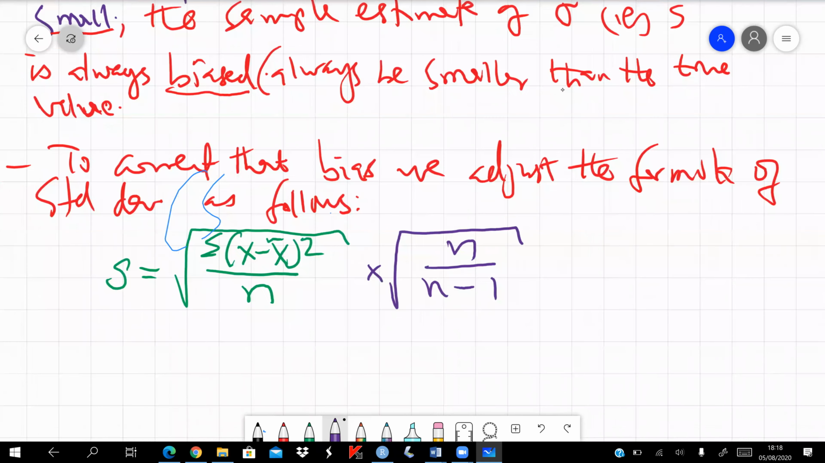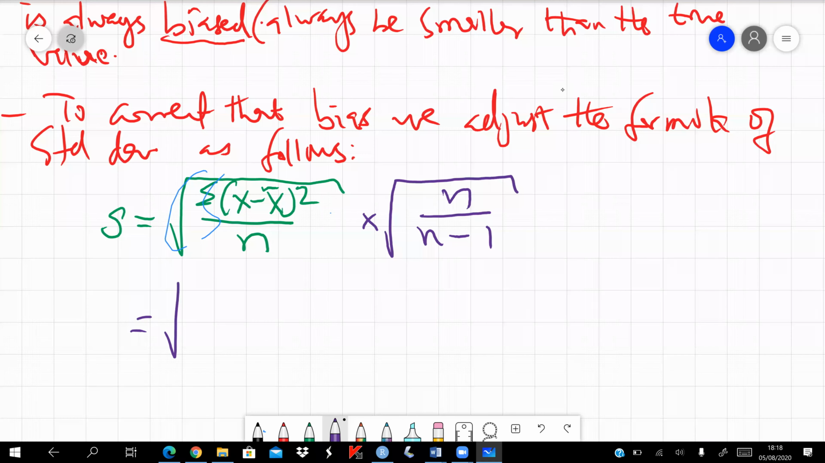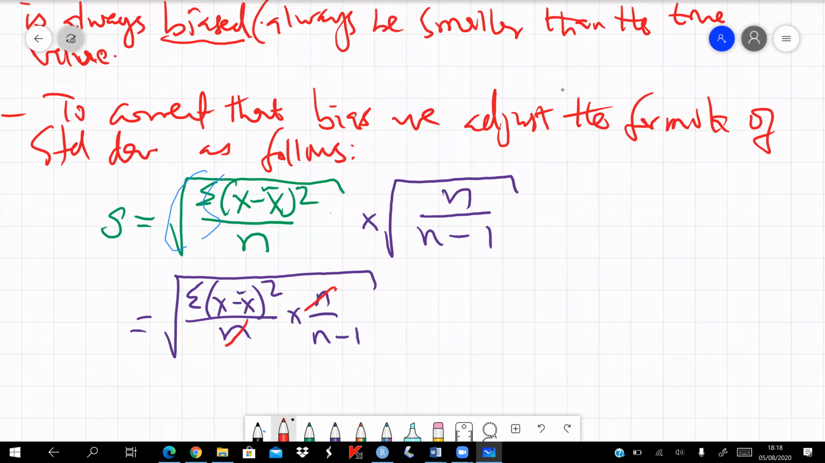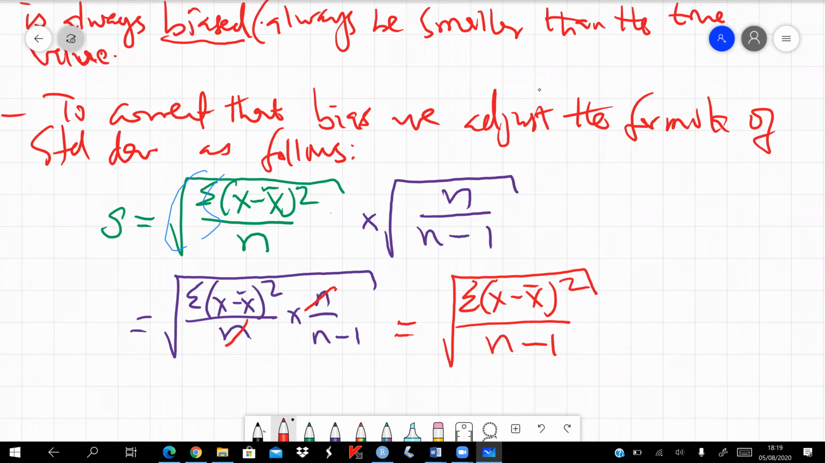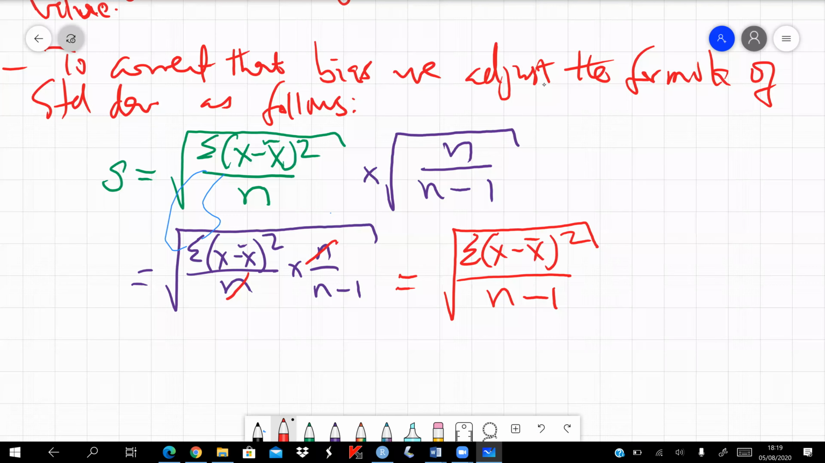And as you can see, we can simplify this and it becomes the summation of x minus x bar squared over n times n over n minus 1. You can cancel like that and you're left with the summation of x minus x bar squared over n minus 1. So we adjust the formula to remove the bias, and we use that formula to obtain a standard deviation, or the estimate of sigma.